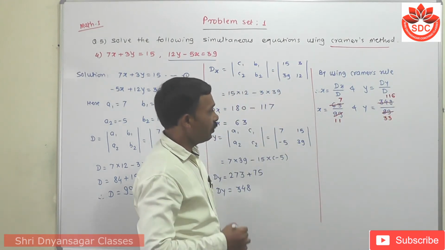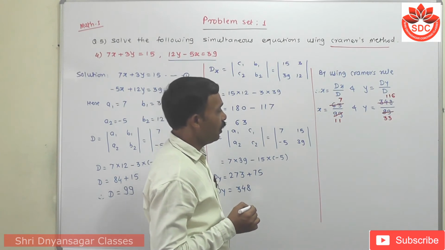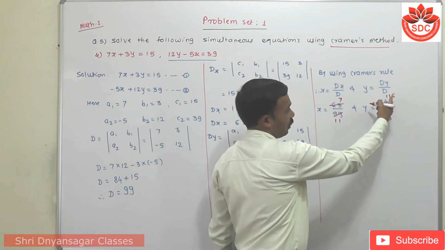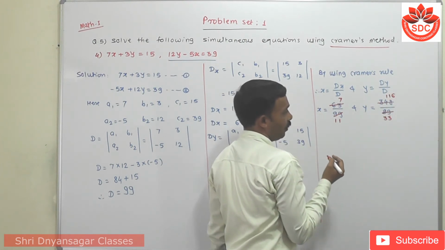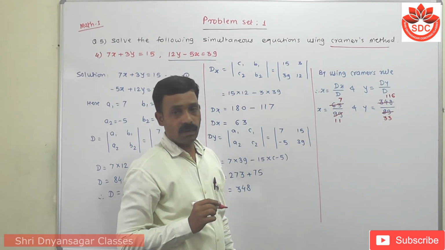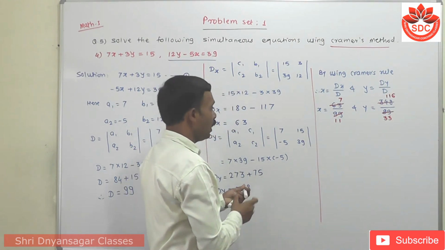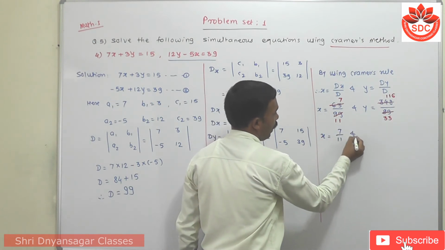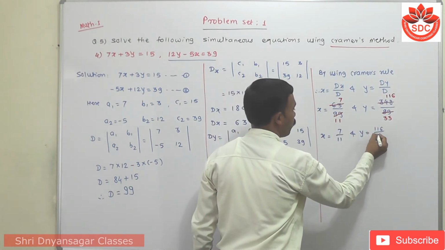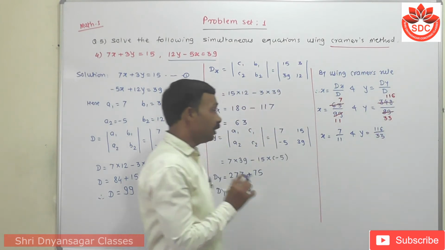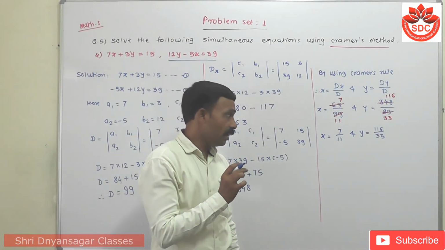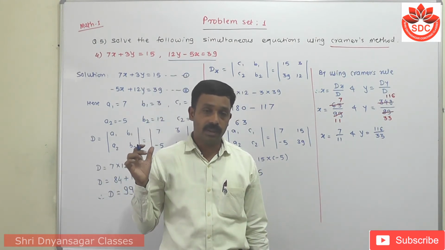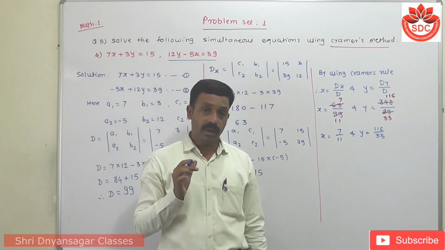Now look here. Again can you divide it by any number? Again 3. 3 threes are 9, 2, 26. We cannot divide it by 11, 33 or 3. So this is our answer. So the value of x is equal to 7 upon 11 and y is equal to 116 upon 33. Therefore, these values 7 upon 11 and 116 upon 33 satisfy the given equations. So this is the solution of the given example.